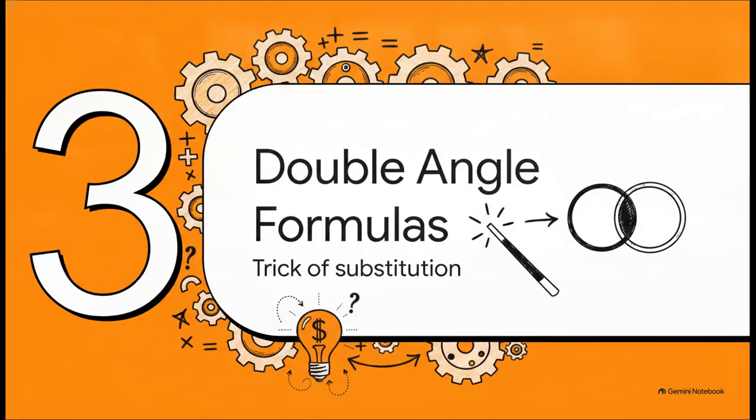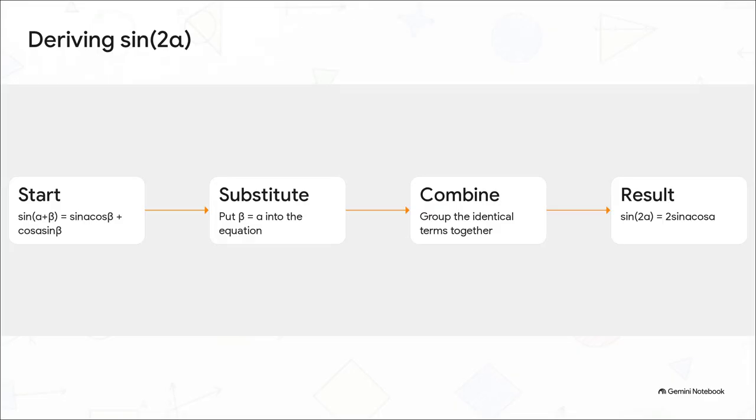Section 3. Unlocking double angle formulas. The magic trick of substitution. Okay, here is where we perform this brilliant yet incredibly simple transformation to see exactly how these double angle formulas work. Step 1, we literally just take our blueprint, the sine of alpha plus beta. Step 2, instead of calculating two completely different angles, what if we just substitute beta with a second alpha? We just set beta equal to alpha.